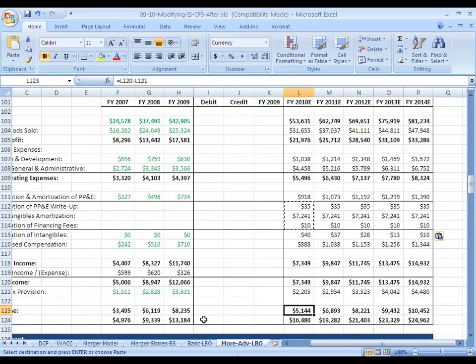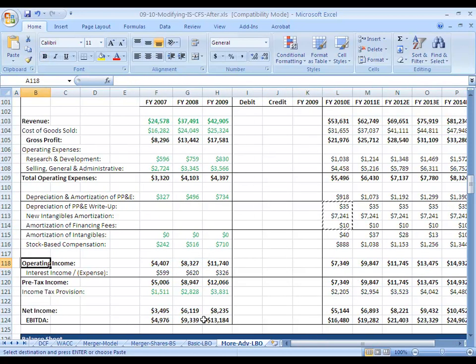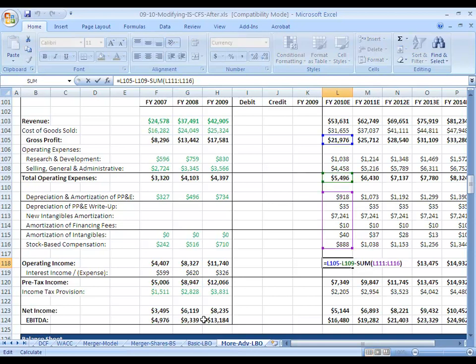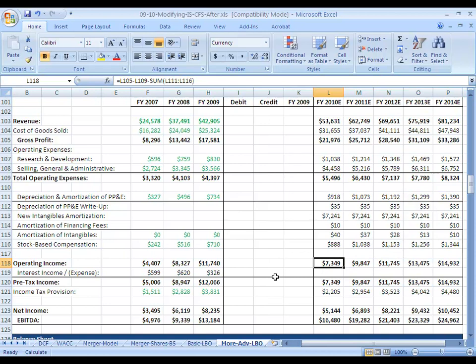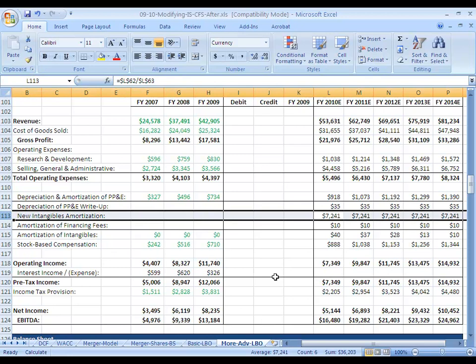I'm also just going to quickly check our pre-tax and operating income formulas to make sure these are properly being taken into account. So for operating income, we're subtracting the sum of this entire area for these non-cash charges. So it looks to be working correctly, and we see that, as expected, our operating income here has fallen by a significant amount, mostly due to this new intangible amortization number that we have listed here.